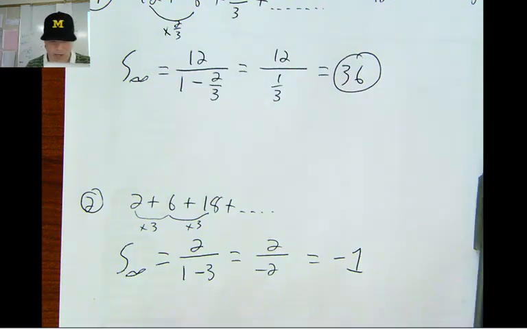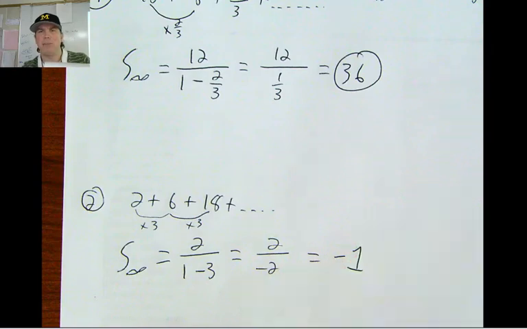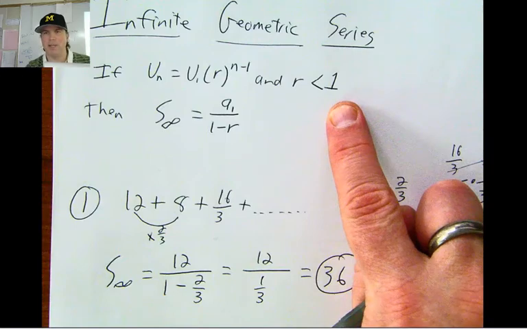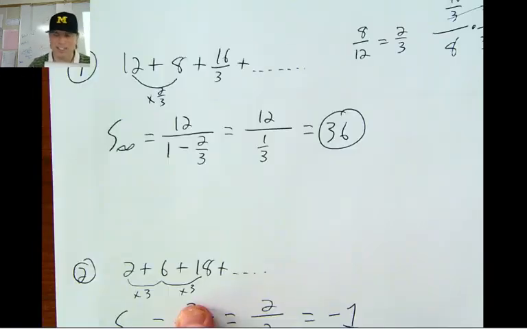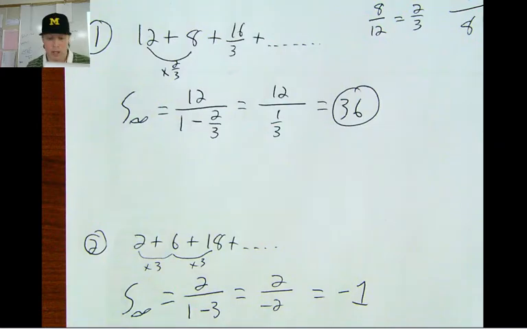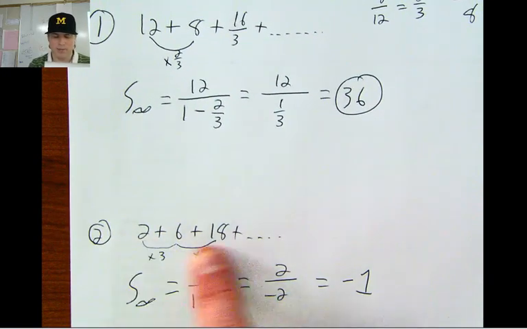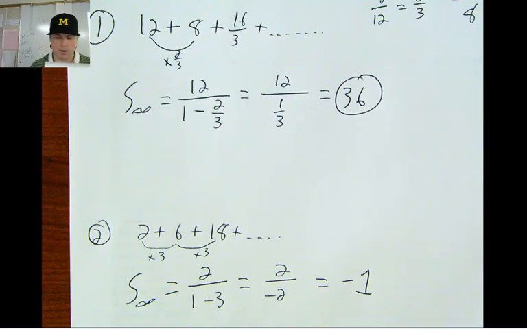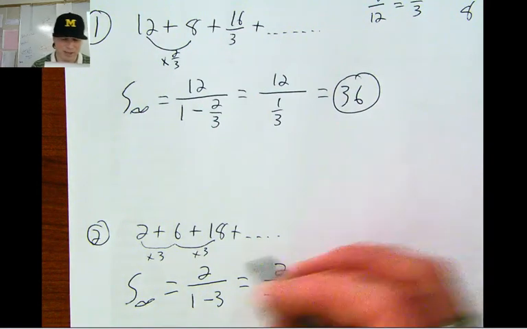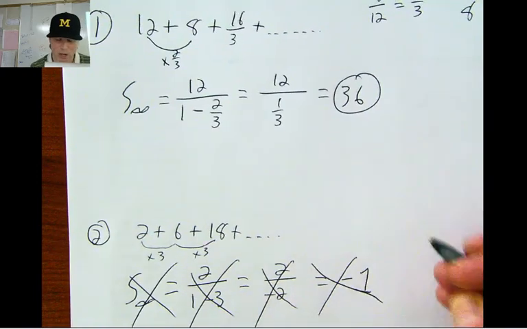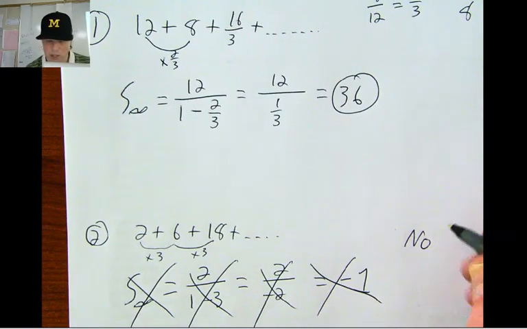Common sense your way through it. 2 plus 6 plus 18, it's getting bigger and bigger and bigger. It doesn't make sense that the answer would be negative. Why is the answer negative? Well, the rule states r must be less than 1. In this case, r is not less than 1. r is bigger than 1, which means that this is impossible. You cannot do s infinity, because if you kept going on and on and the numbers kept getting bigger and bigger, s infinity would just be infinity. So cross this out. No solution.